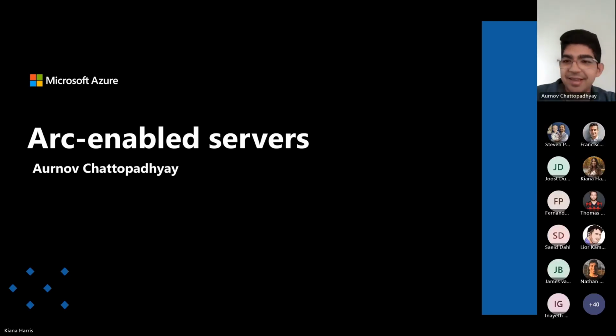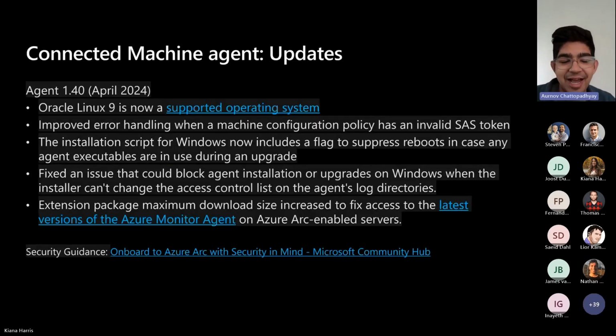Awesome. Thanks, Nathan. I guess we can move onward to Azure Arc-enabled servers. I'm Arnav from the Arc Server product group. First off, we'd like to start off with a quick round of our local agent updates. So we're up to agent version 40. Excited to announce that we now have support for Oracle Linux 9 as a supported distro.